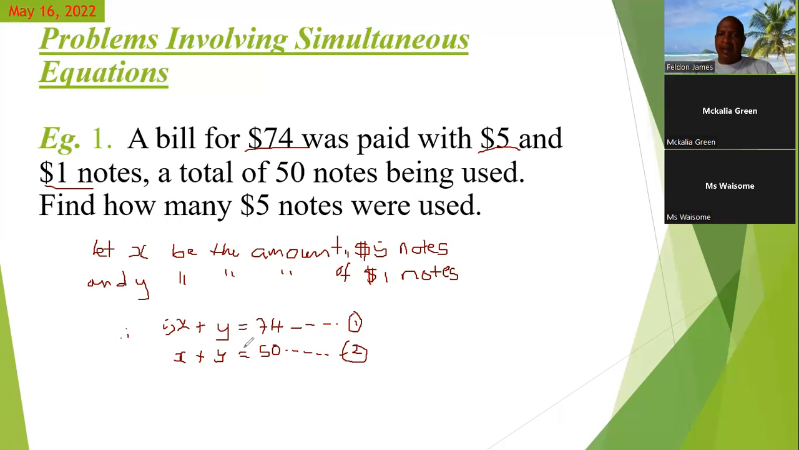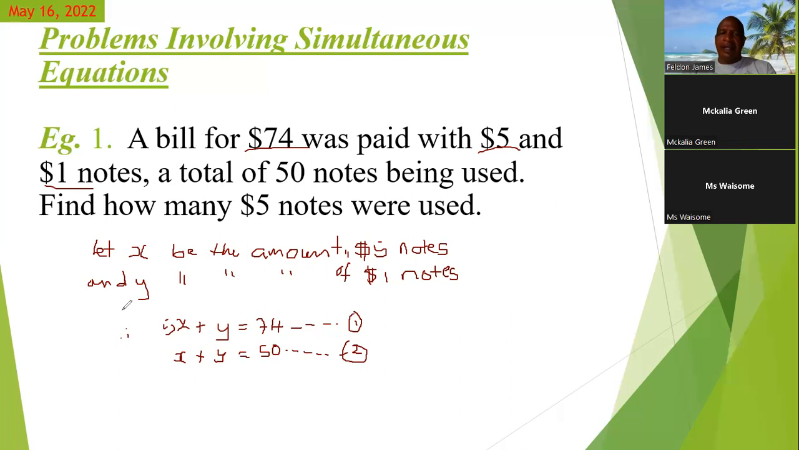Yes, sir. Right. Now, when you're talking about the total number of notes, this is not talking about any dollars. 50 is not a monetary value here. 50 is just how many notes you have in total. So if you have X amount of $5 notes and Y amount of $1 notes, in total, if you add these two, you should get the total number of notes to be 50. You following?